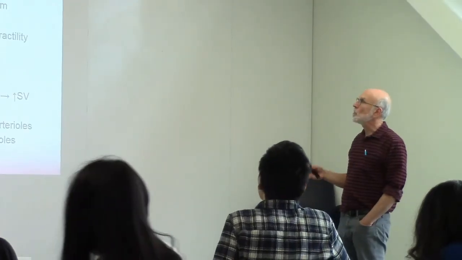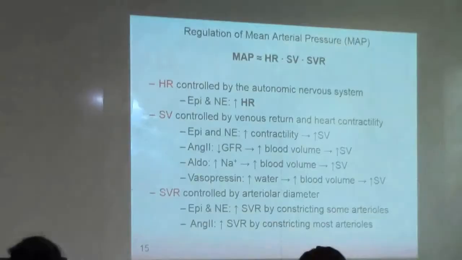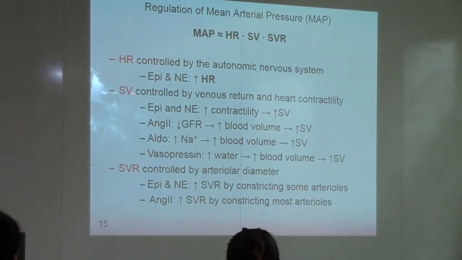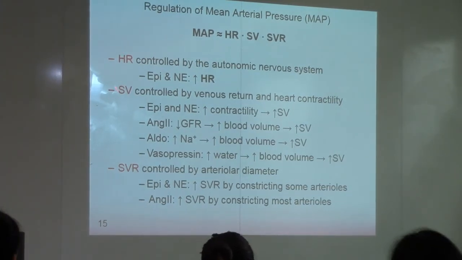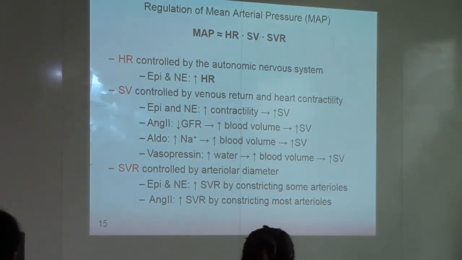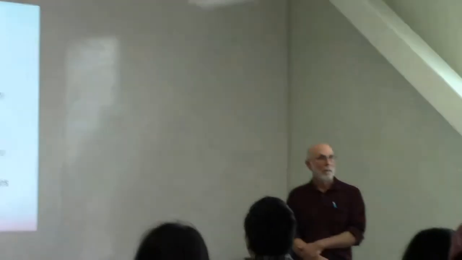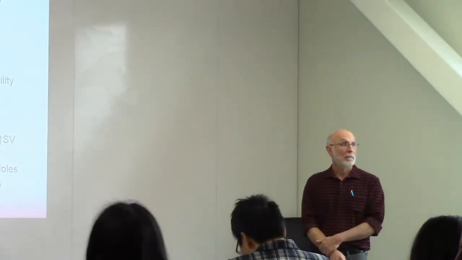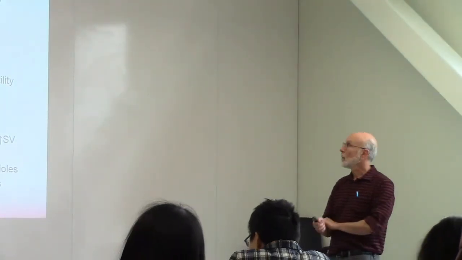I'm happy to go through this, but I think this slide is pretty self-explanatory, right? We're controlling mean arterial pressure by controlling heart rate, stroke volume, and resistance. And here are the things that control heart rate, stroke volume, and resistance. I'm happy to go through it, but I think you should be able to unpack this slide on your own.